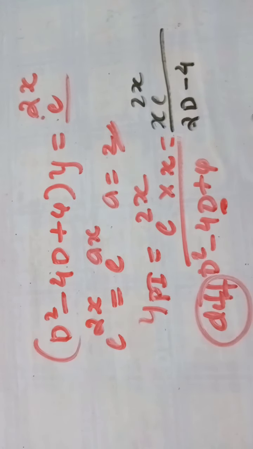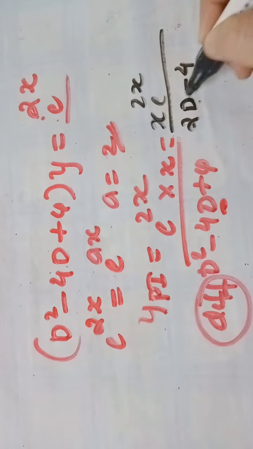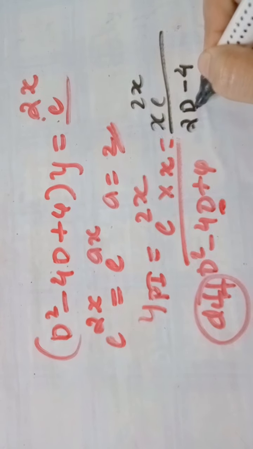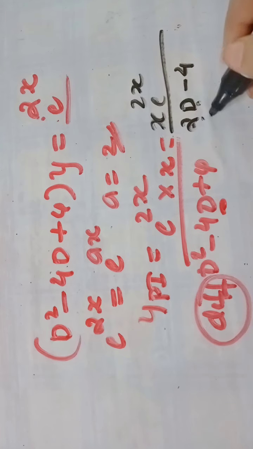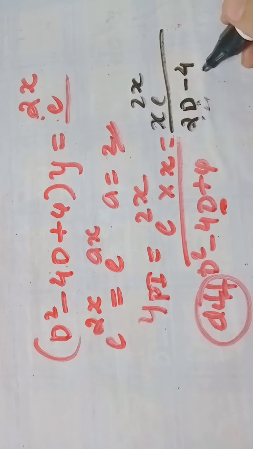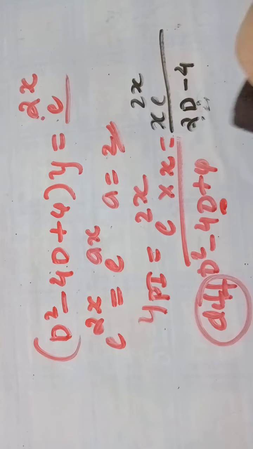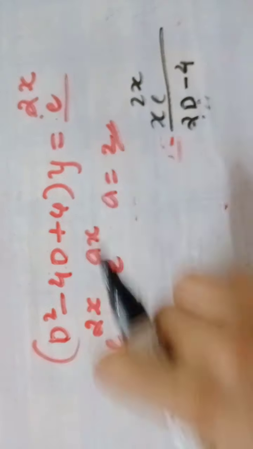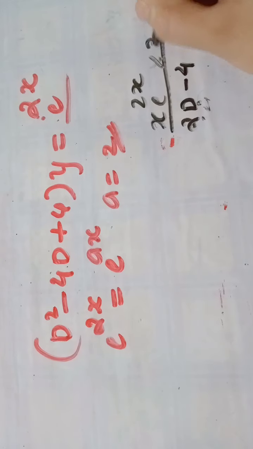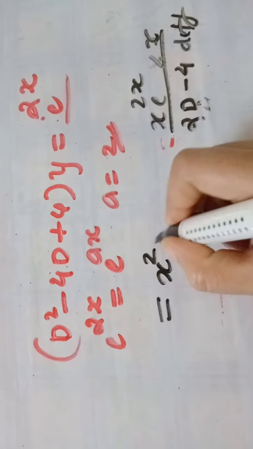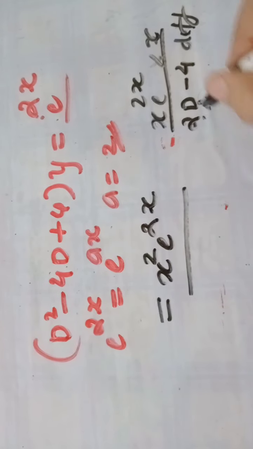Okay, 2D minus 4. For this we have to put D is equal to 2. So putting D is equal to 2, that is 2 into 2, 4, 4 minus 4, which is equal to 0. So the denominator is again equal to 0. So we have to do one more multiplication with x and differentiate the denominator. So we get x square e raised to 2x divided by the derivative of 2D minus 4 with respect to D, that is 2.